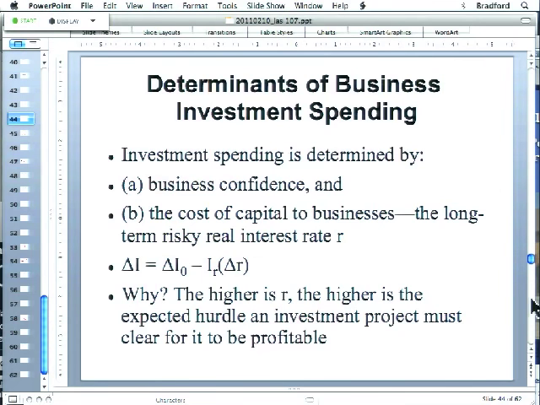Those are the two determinants of business investment spending we're going to write down. And once again, it's not as though there's an investment equation buried in the soil somewhere. This is a simple, rough approximation to a complicated process involving tens of millions of businesses, each of which is undertaking its own decisions to invest or not to invest, and so add to its productive capacity, or not add to its productive capacity.